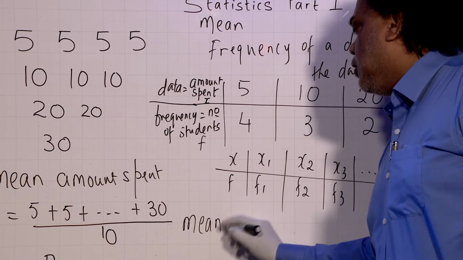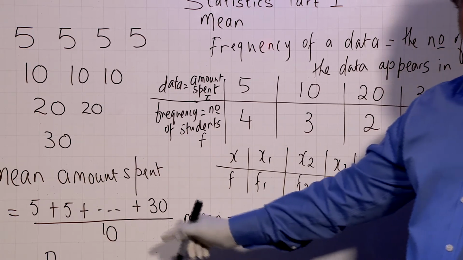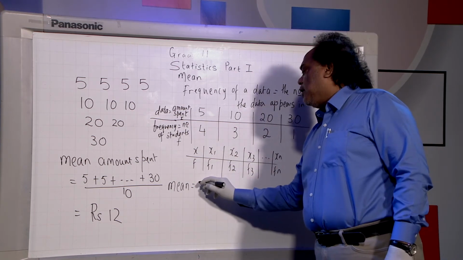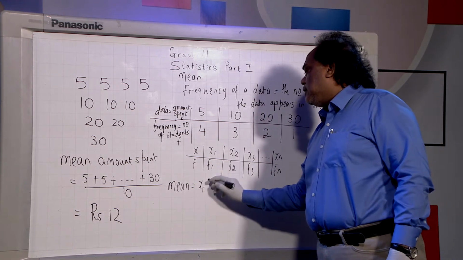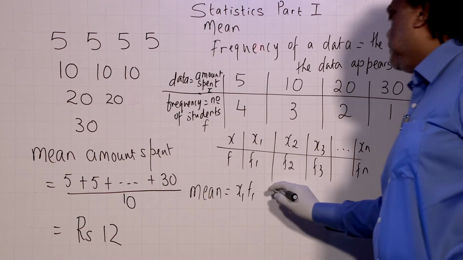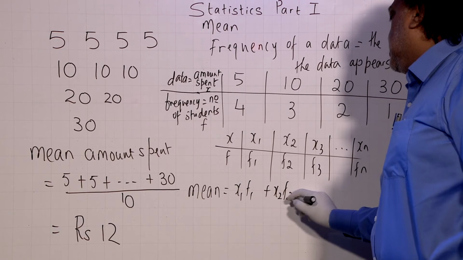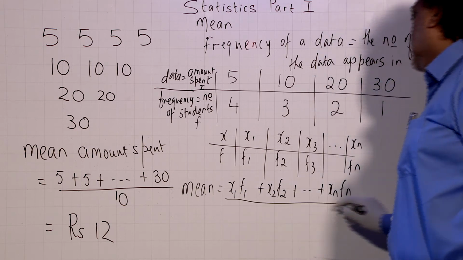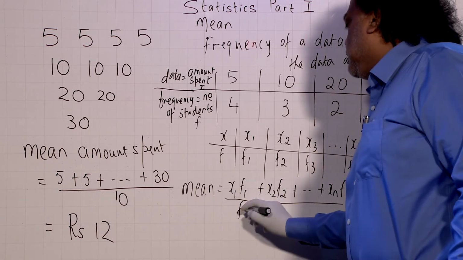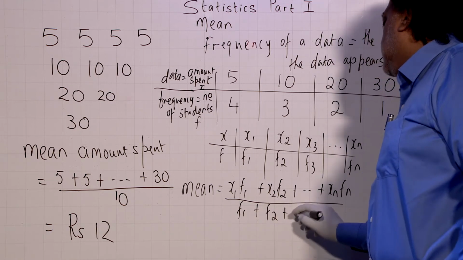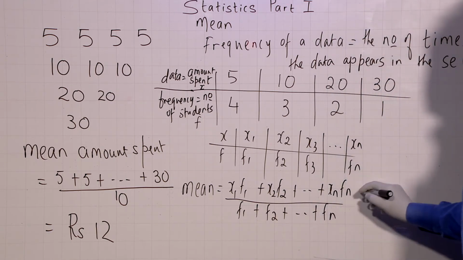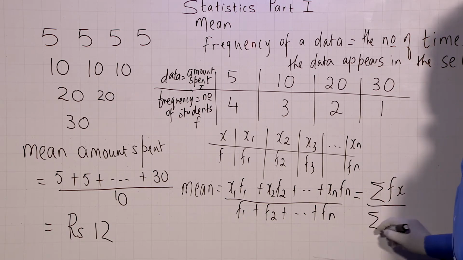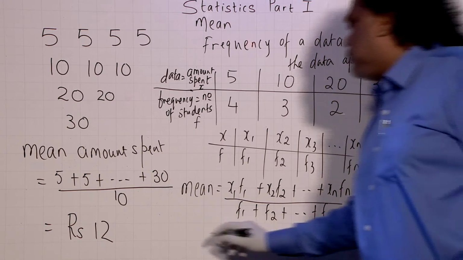When the same data has now been represented in a frequency table, how do you calculate the mean? Of course, this is mathematics, so we expect to get exactly the same answer, 12 rupees. The formula is I take the first data, multiply by the frequency, second data multiplied by the frequency, Nth data multiplied by the frequency, divided by the sum of all frequencies, which can also be written as sigma fx over sigma f. Let's do it for this example.